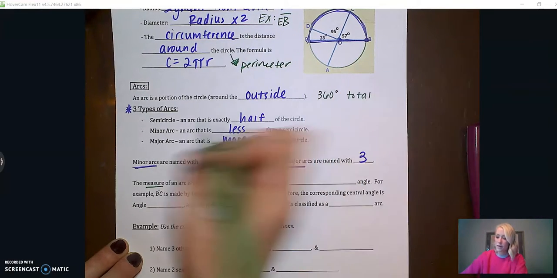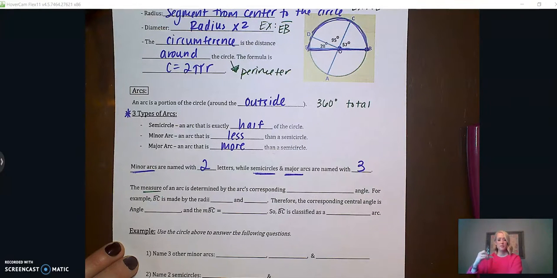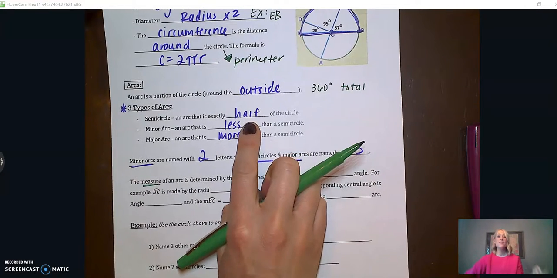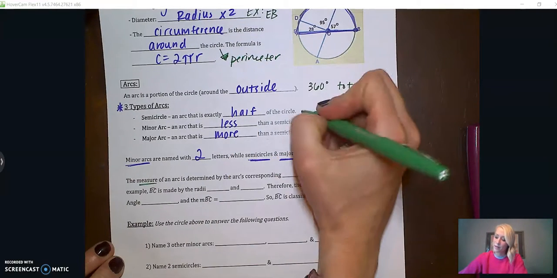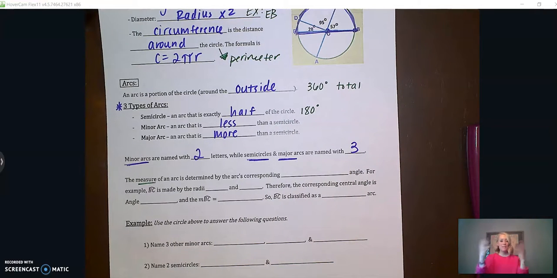Maybe make that note. There's 360 degrees all the way around a circle. So like the full arc going on here, the full circle, 360. If I'm talking half a circle, that's 180. 360 divided by 2. If I'm talking less than half a circle, that's an arc that's got to be between 0 and 180.